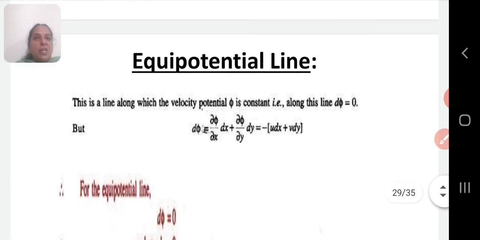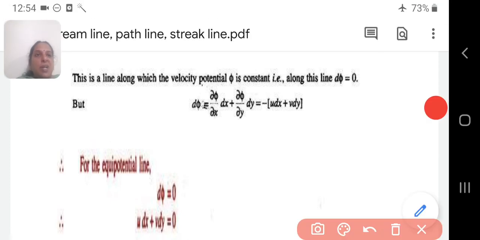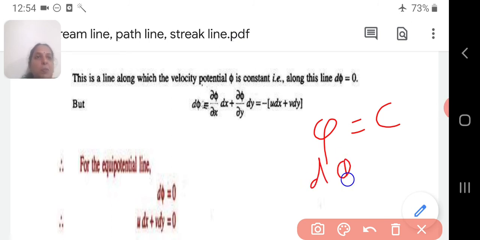Now we will go for the next thing, that is the equipotential line. What do you mean by equipotential line? It is the line along which the velocity potential phi is constant. If the velocity potential phi is constant, then that line is said to be an equipotential line. Or we can say in other terms that dφ is equal to 0. If we differentiate phi, it will be equal to 0.